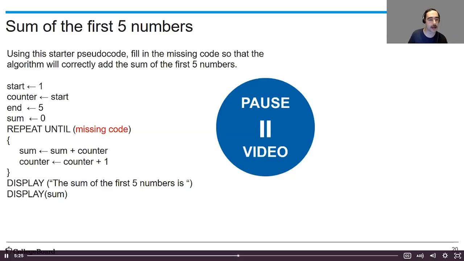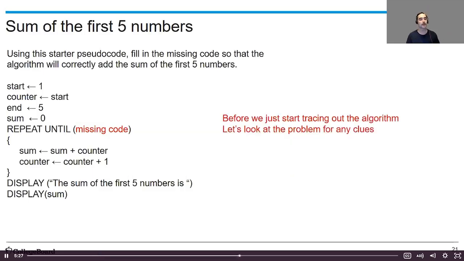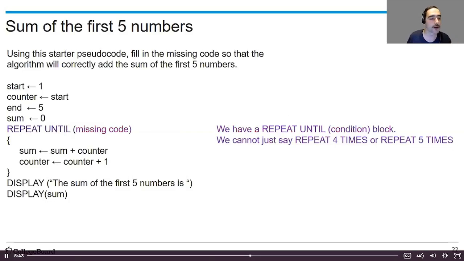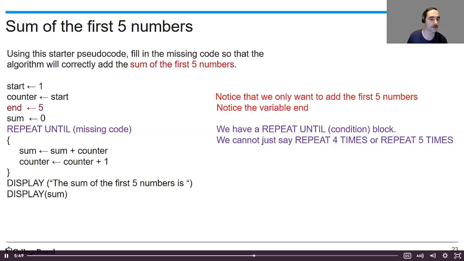All right, let's see how we did. So just like I was mentioning before, we don't want to just go right into the loop and go through all of the programming without trying to look for clues that might help us figure out this missing condition. Remember, it's a repeat until, so you can't just say, I want to repeat 4 or 5 times, even though that might work.